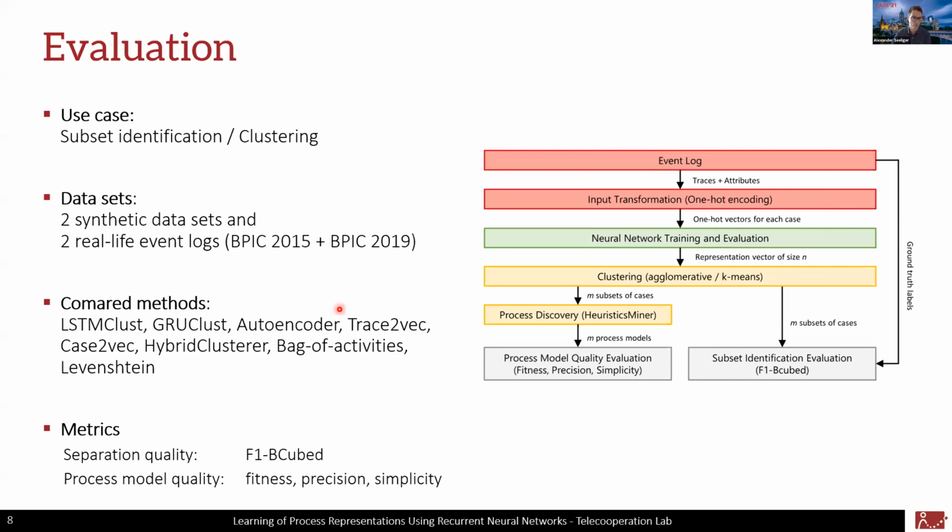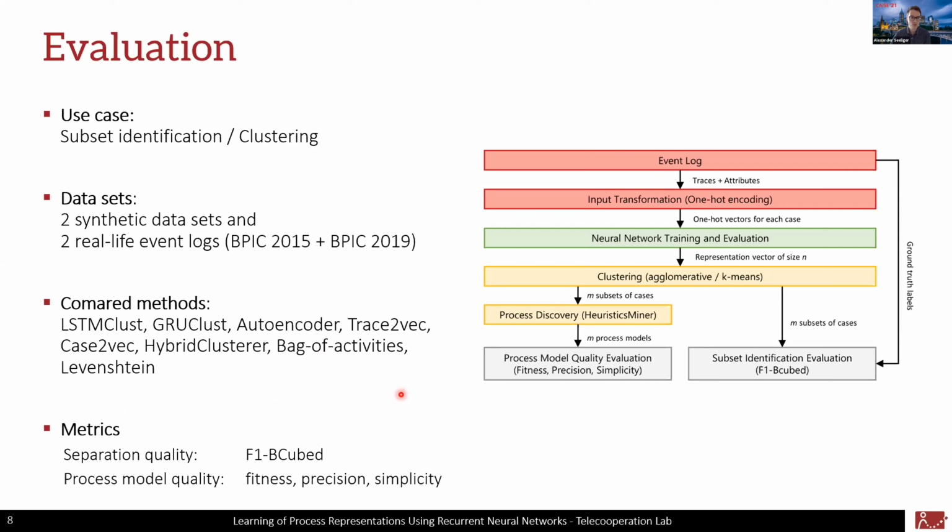And we compare it with a simple autoencoder, the earlier mentioned trace-to-vec and case-to-vec implementations. We also compared it with our earlier work, which also combines both perspectives, the sequence of activities as well as the data attributes, in the hybrid cluster. And just as a bad baseline, we also want to look at how we compare with just having a look at the sequence of activities, or some kind of information that can be obtained from the sequence, so bag of activities and the edit distance.